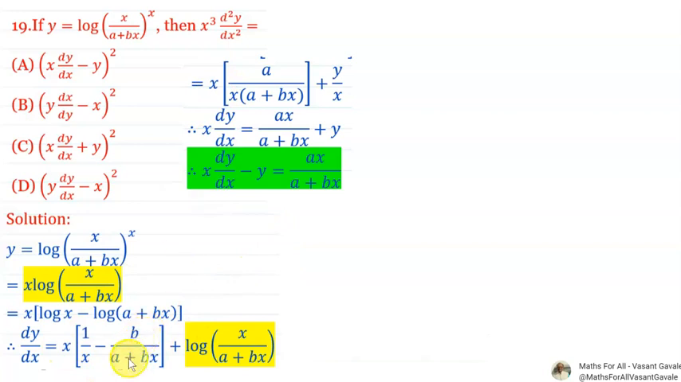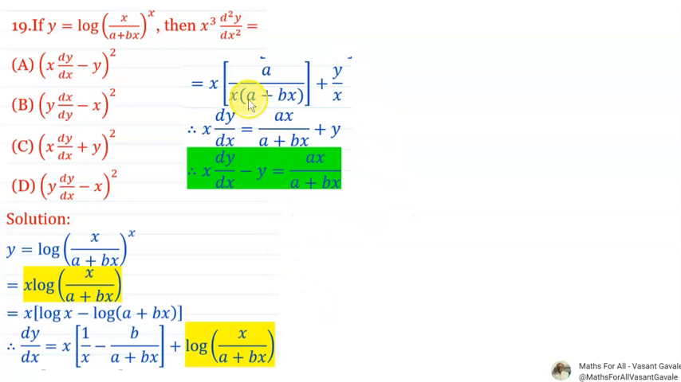x is taken as it is. Here, if we do cross multiplication and overall simplification, a plus bx minus bx, that is a plus bx minus bx, will get cancelled in the numerator. In the numerator only a will remain and in the denominator x times in bracket a plus bx will remain, plus the value of log of x upon a plus bx is y upon x. Here this x is multiplied, so it will be divided later. Therefore you will get here the value of this is y upon x.